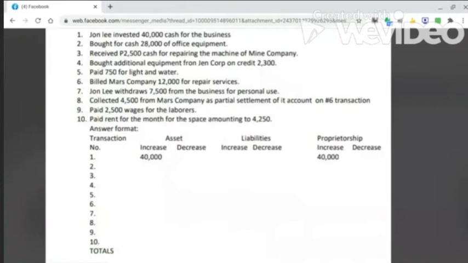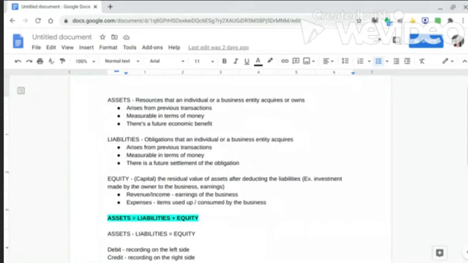So, bumili for cash si owner ng office equipment worth 28,000 pesos. So, yung office equipment na binili, of course, nag-arise siya dun sa transaction na bumili si owner, and then, merong value na binigay dito. So, we can measure that office equipment in terms of money, which is 28,000 nga. And that office equipment will be used by the business in its operations in the future after mabili yun, syempre. So, that means that this office equipment will increase the asset of the business. So, ilalagay natin siya as increase in asset by 28,000 pesos.